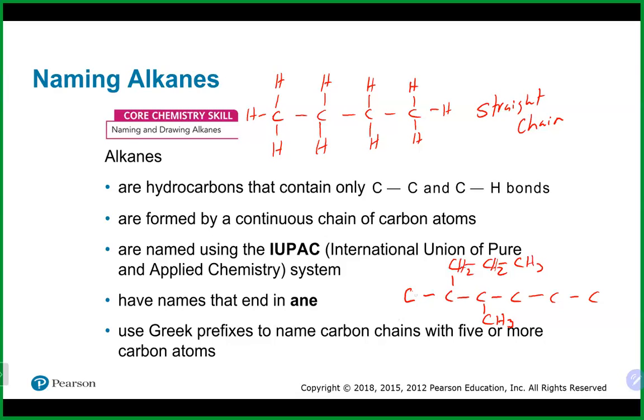All these guys would have the appropriate number of hydrogens to get carbon to 4. That's how I know how many hydrogens to put on there. I look at how many lines they have and put the right amount of hydrogens in there. So this is sometimes referred to as a branch chain.